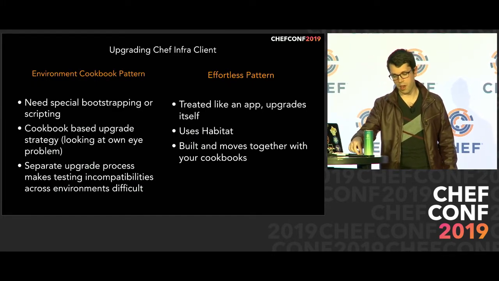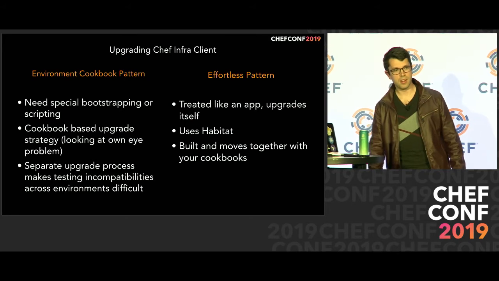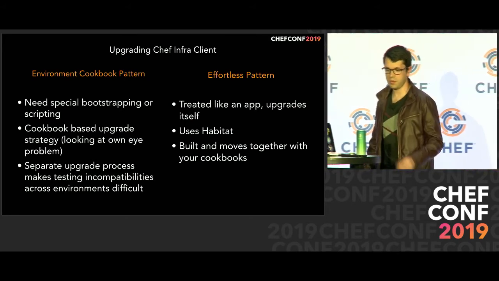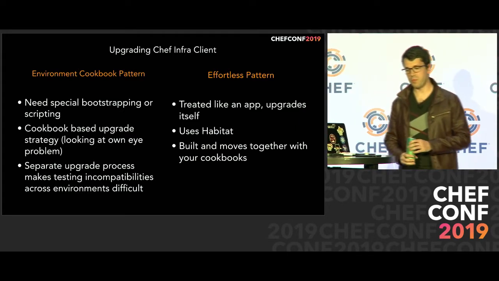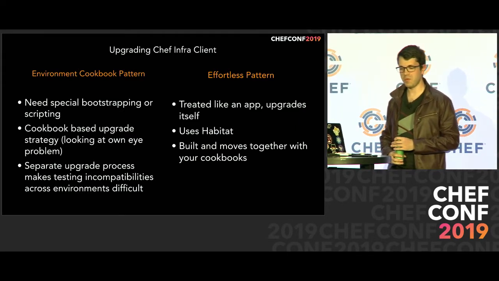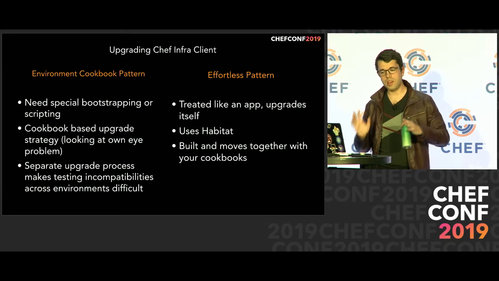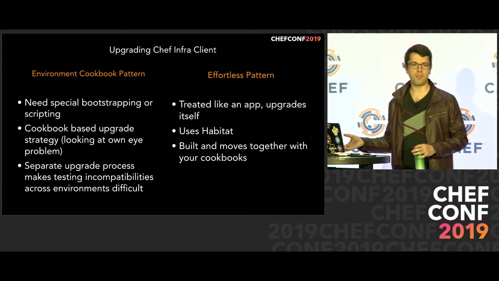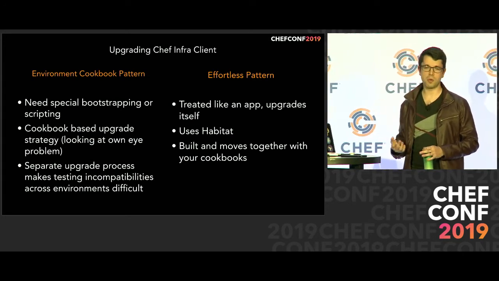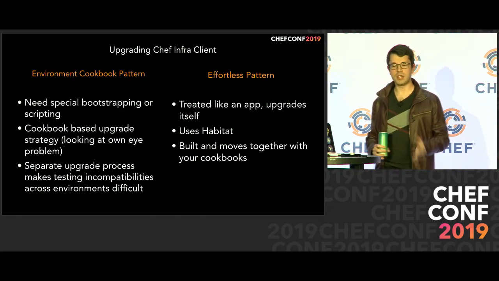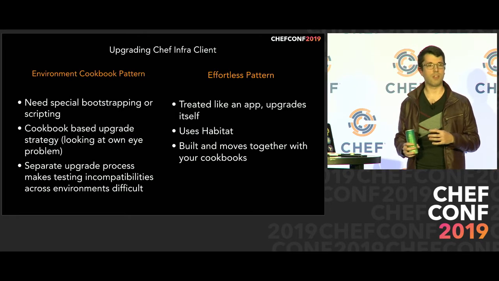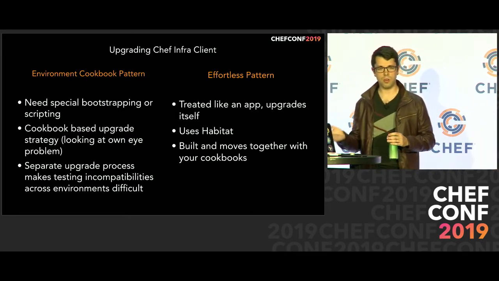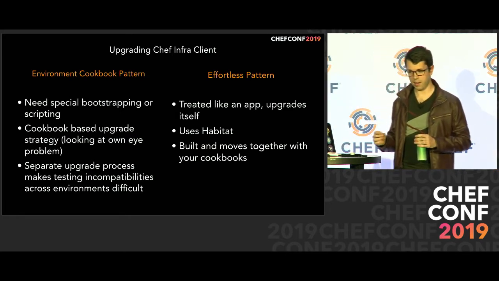So let's do a bit of comparison hockey. Some of this might be a little glib, but we'll see. So some comparison hockey. In the environment, this is upgrading the Chef Infra client. In the environment cookbook pattern, it's unclear what the right way to upgrade the Chef client is. There might be several ways of going about it.